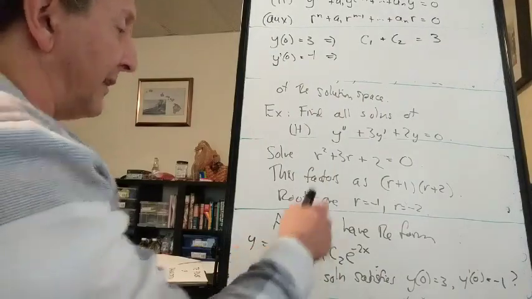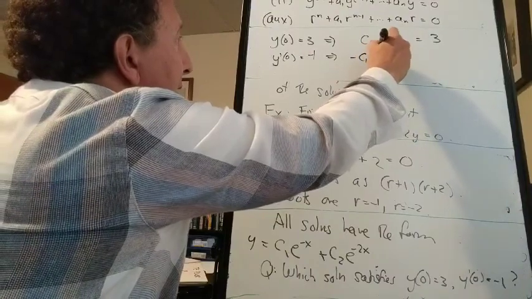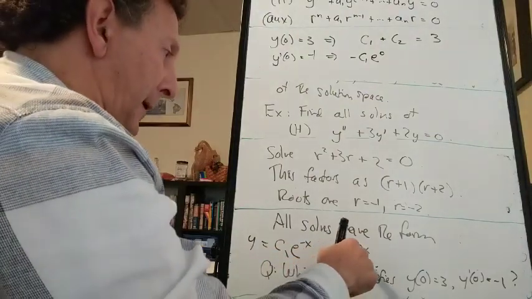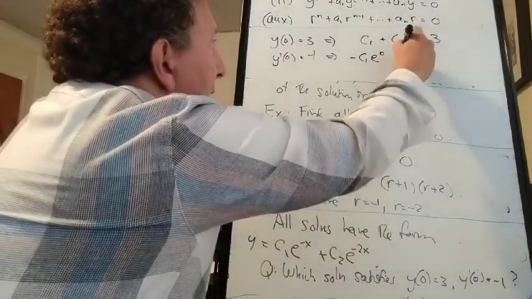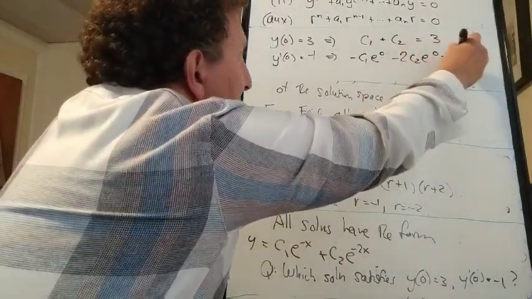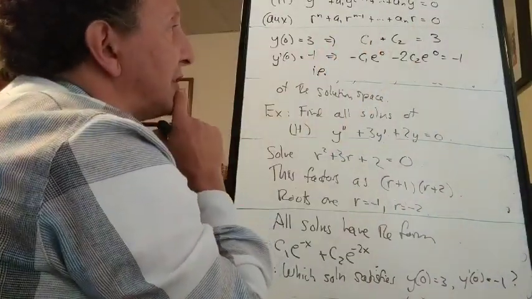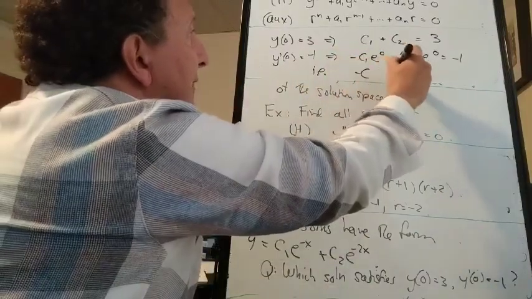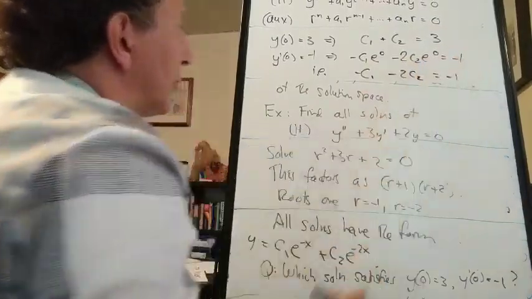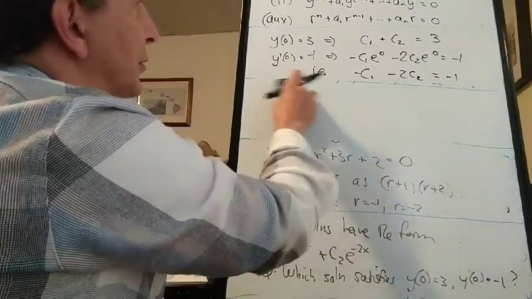Negative C1 e to the negative x, so negative C1 e to the 0 for plugging in 0, minus 2C2 e to the 0 equals -1. Or in other words, I could have just left off the e to the zeros because they're 1. Minus C1 minus 2C2 equals -1. All right, now we've got 2 equations and 2 unknowns, so we can solve these.